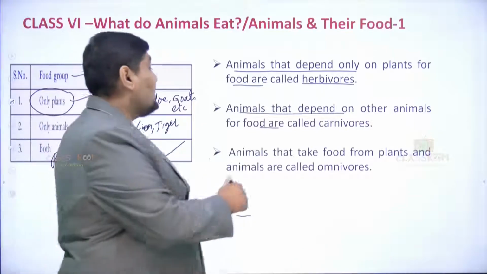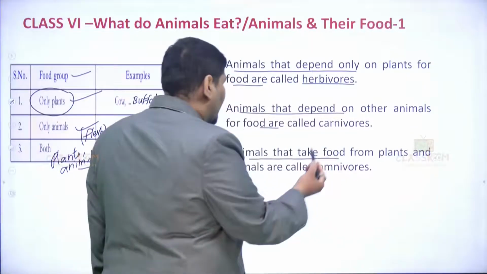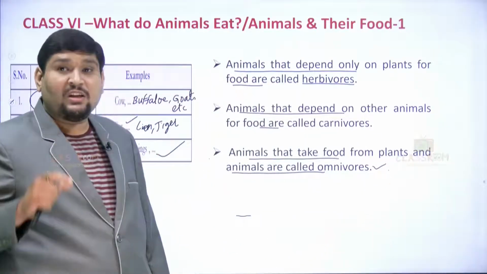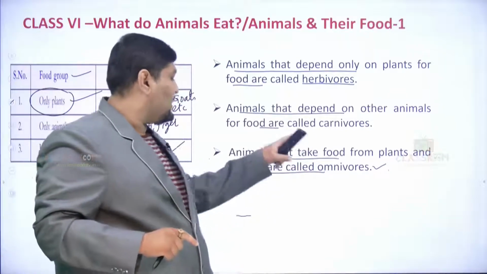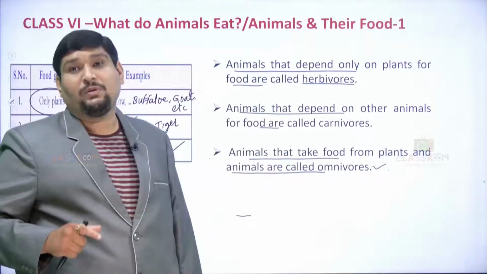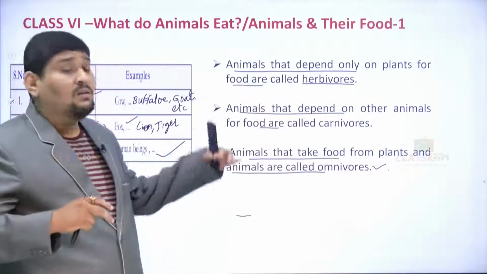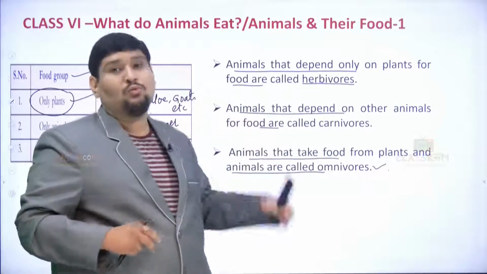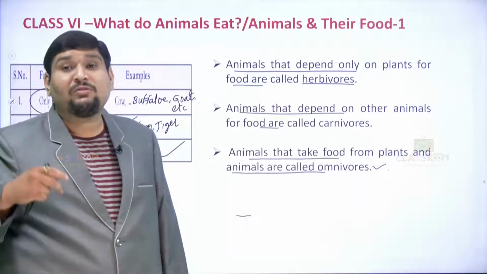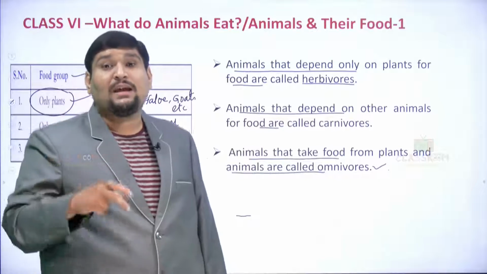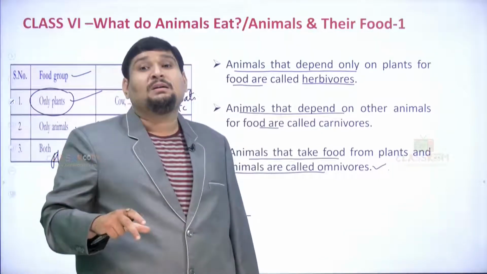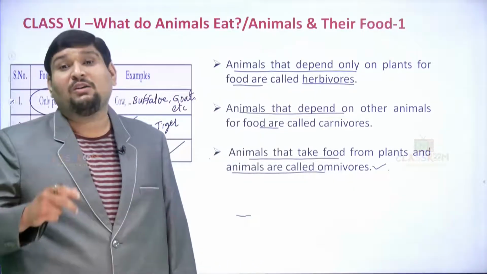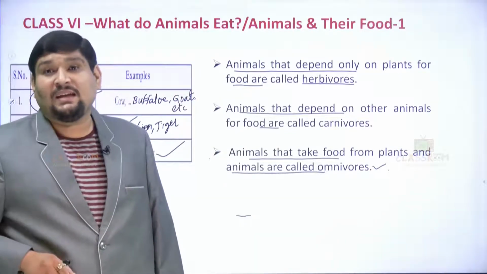The next are the animals that take food from plants and animals, which are called omnivores. So this is how we categorize herbivores, carnivores and omnivores. Now we need to find the different ways and modes in which these animals take their food. As a wide variety of animals exist in the different parts of our world, they have different varieties of food.